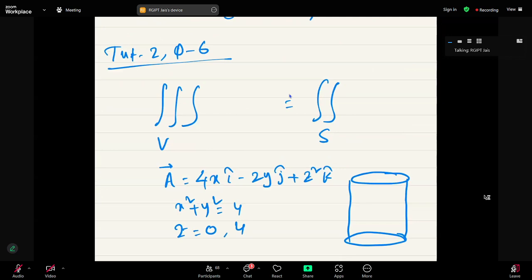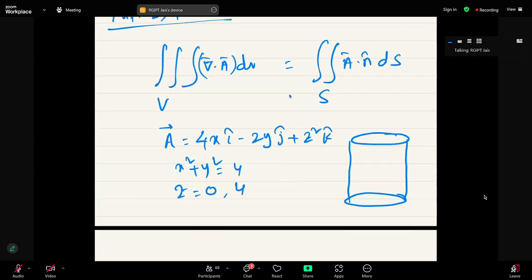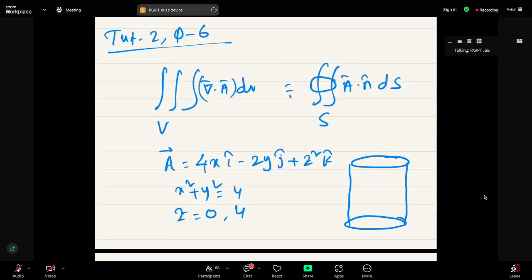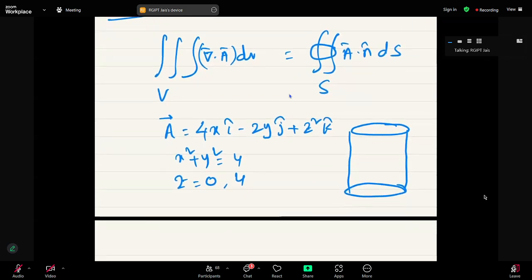Okay, so the divergence theorem. This is basically the integral of divergence of A dV. This should be equal to the integral of A dot n cap dS. This you have to verify, right? Over this box, this cylindrical box. So when you do this volume integral, that means the volume of this cylinder, and when you do the surface integral, that means you have to consider these three surfaces. You have to consider this upper surface, this bottom surface, and also this circular surface, this curved surface.